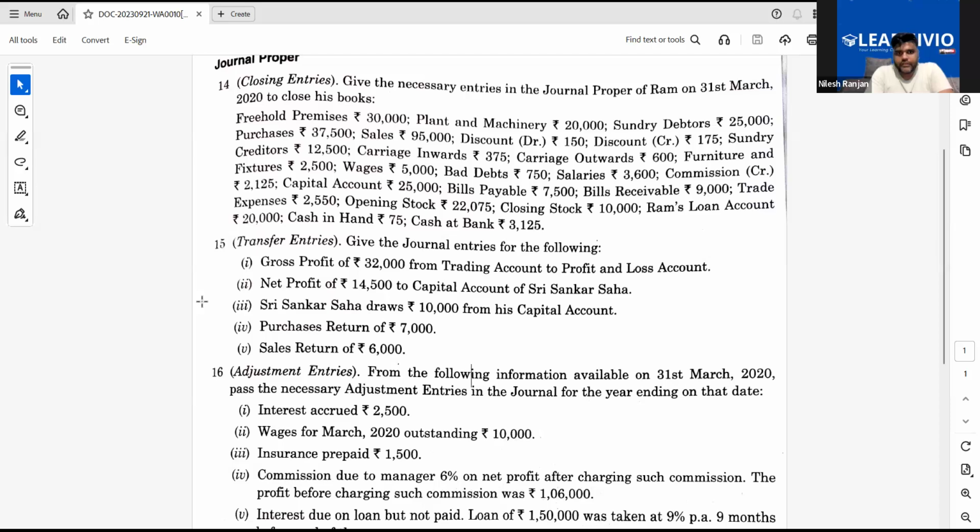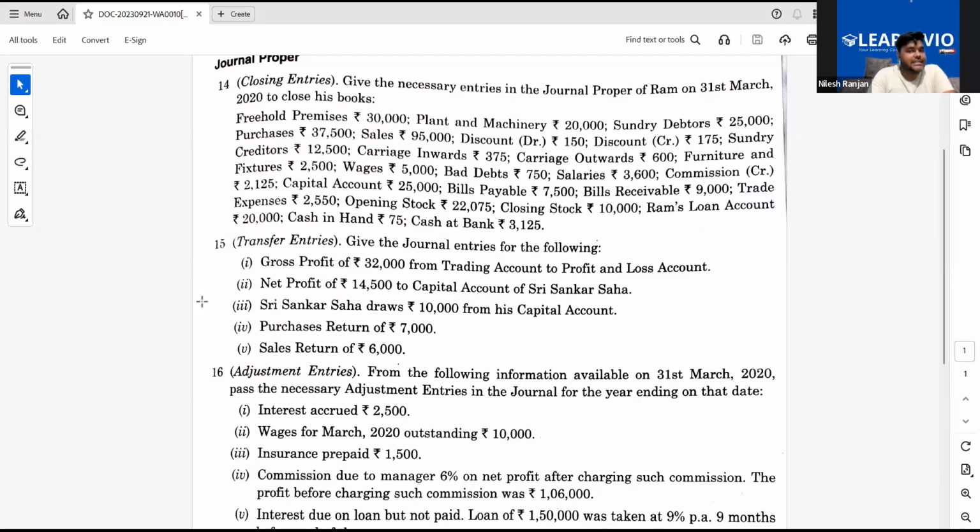I will give you one example so that you'll understand. Like freehold premises, it is not to be closed because the balance will be carried forward to the next period. Plant and machinery, no closing entry. Debtors, no closing entry. Purchase, yes, we need a closing entry for this. So the entry will be trading account debit to purchase account.